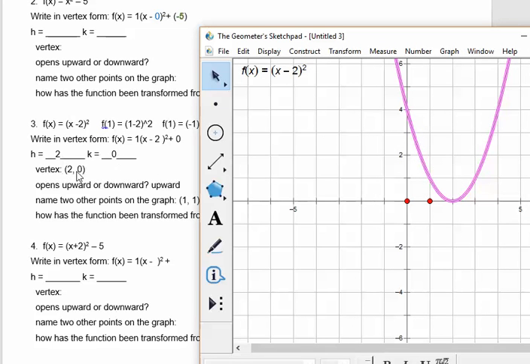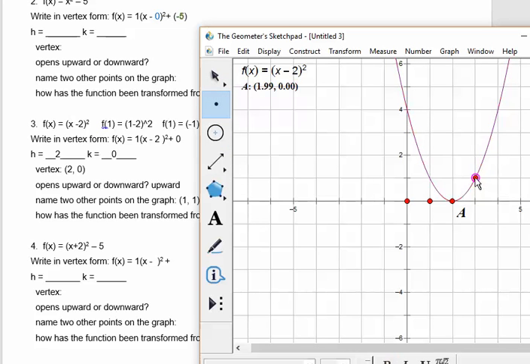So is the vertex 2, 0? Well, here's my vertex. The vertex is where the parabola begins to change direction. I can put a point there. You see I grabbed it from over here, put it here, and then I can measure that point. I can measure the coordinates. And it's almost exactly at 2. We're going to assume that that's 2. It's slightly off. It opens upward. Yep, got that part right. I have to name 2 other points on the graph. I said that 1, 1 was on the graph. That would be a point right here.